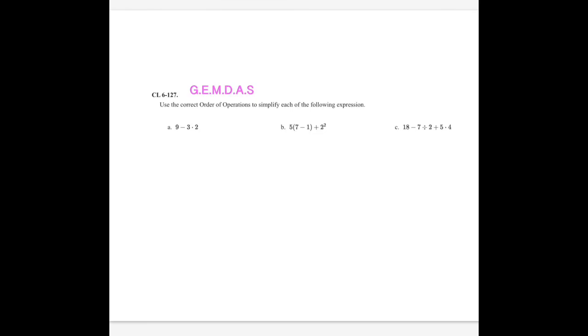Problem 6-127. Use the correct order of operations to simplify each of the following expressions. First, you want to start off with any groups you may have. A group is represented in parentheses, and groups always have more than one number inside of the parentheses. Otherwise, it's alone. Next part is an exponent, which looks like that. And then you have multiplication, division, addition, or subtraction. You want to make sure your work is like an upside down triangle on your final answer. No more side-to-side work, please.